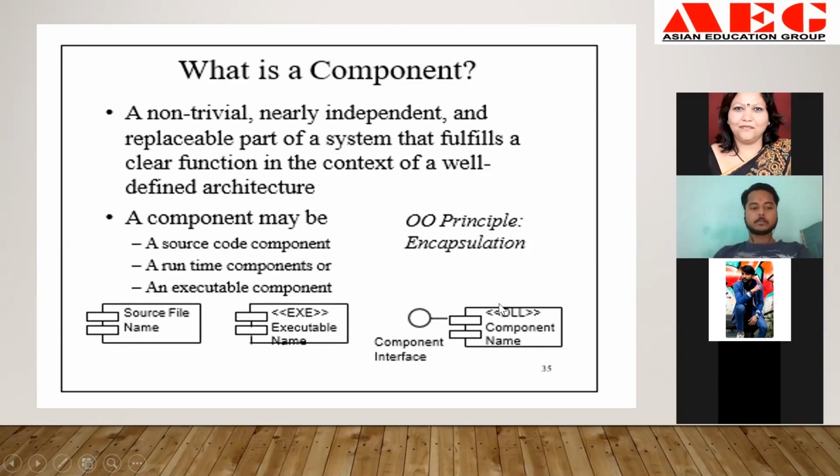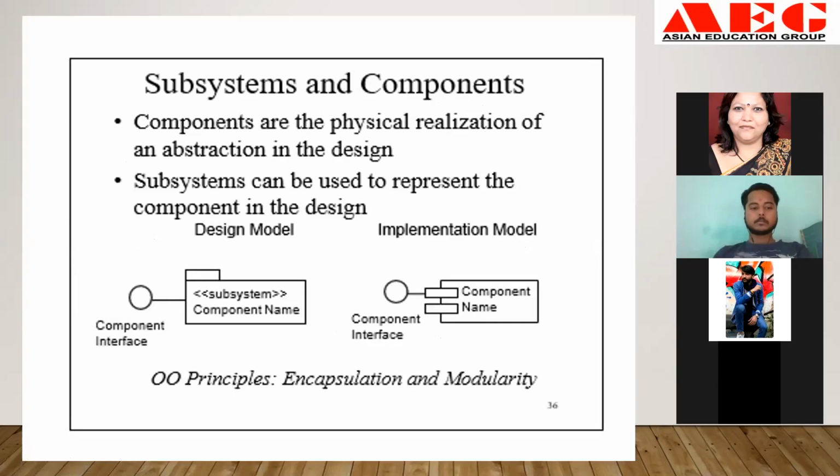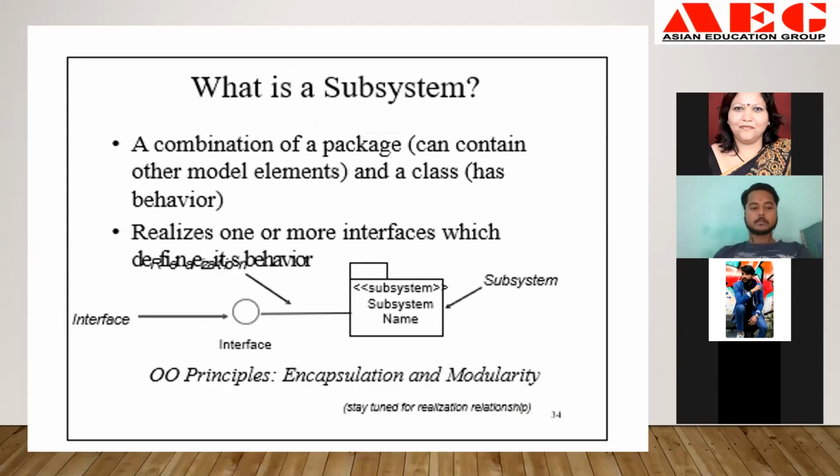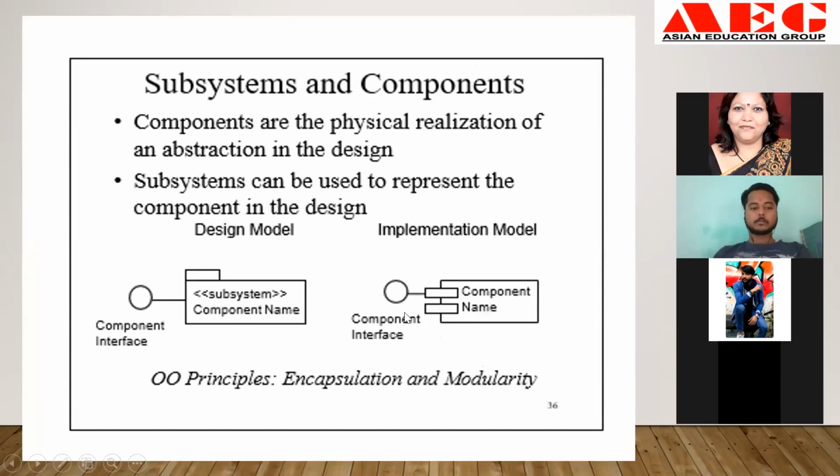Like this in your UML diagrams. Subsystems and components, as we discussed in packages and subsystems. As you are seeing, this is the symbol of our subsystem or subpackage. So we can show it like this: component interface and then subcomponent.